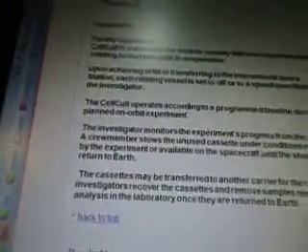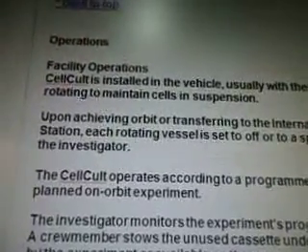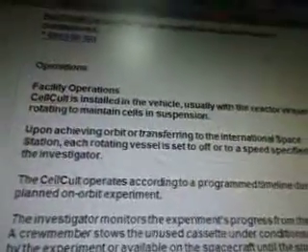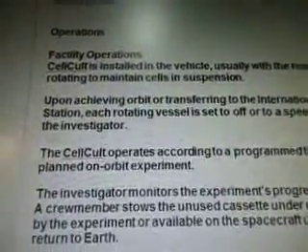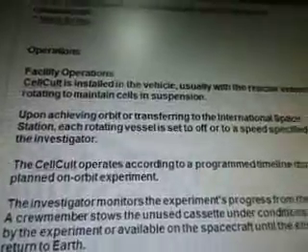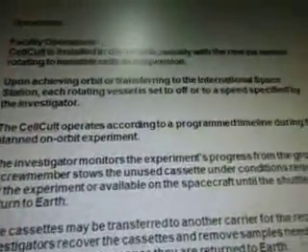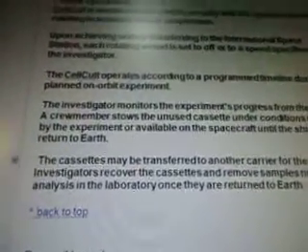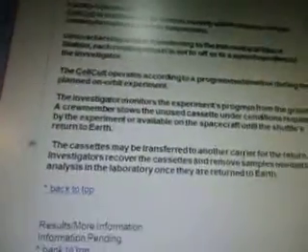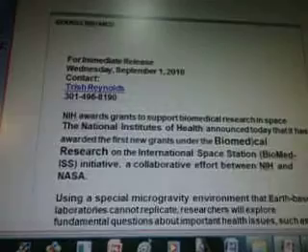The facility operations, the cell culture is installed in the vehicle, usually with the reactor vessel rotating to maintain cells in suspension. Upon achieving orbit or transferring to the International Space Station, each rotating vessel is set up to off or to a speed specified by the investigator. And it operates on a programmed timeline during the planned on-orbit experiment. And then they bring the samples back to the ground to see what's happened with them.